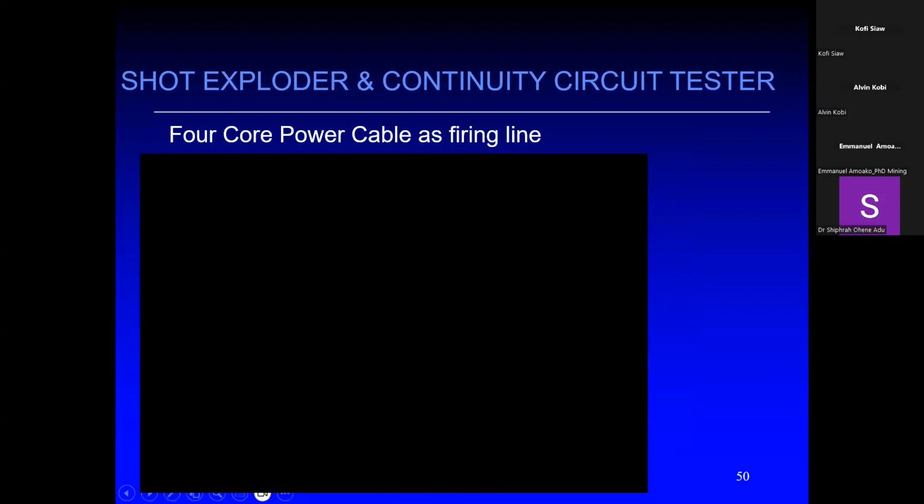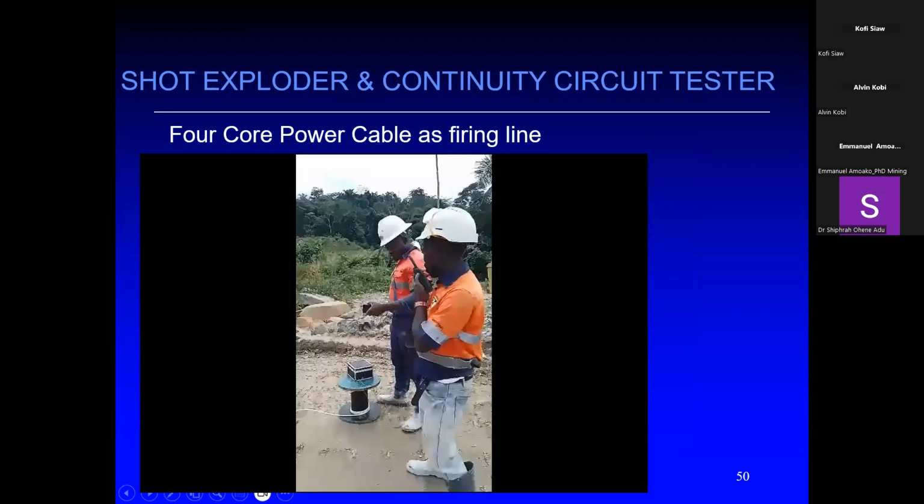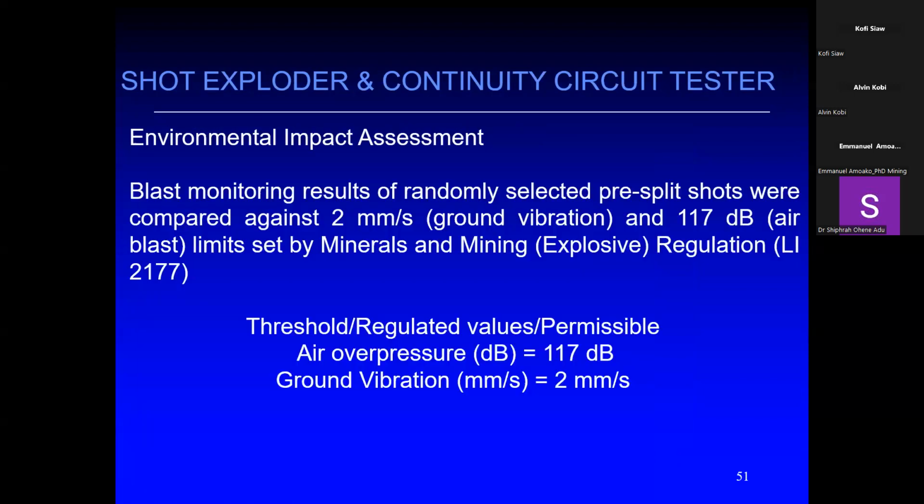Now, we also did some environmental assessment, especially when it comes to drilling and blasting. We have to look at the environmental assessment. According to the EPA in Ghana, we have ground vibration, which should be 2 mm per second. Then we have that of the air blast, which is 117 decibels. These are the regulations which are permissible in the mines over here.